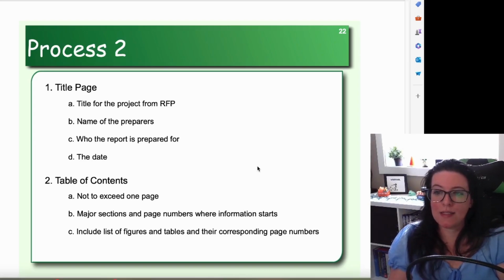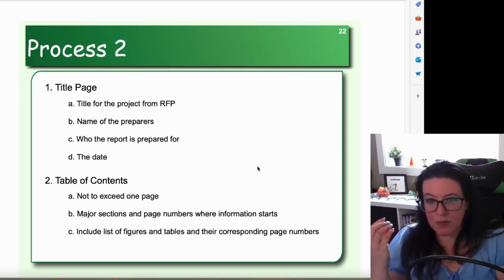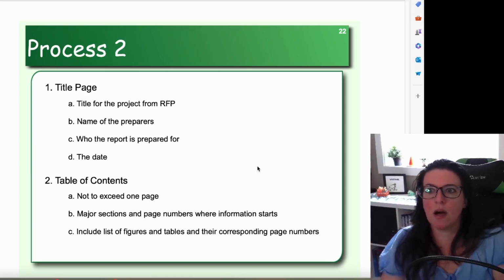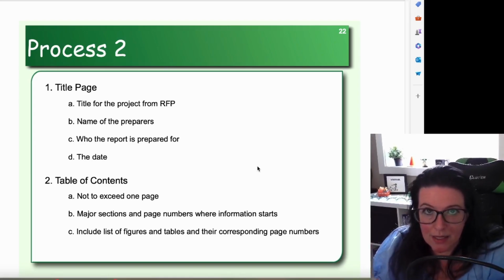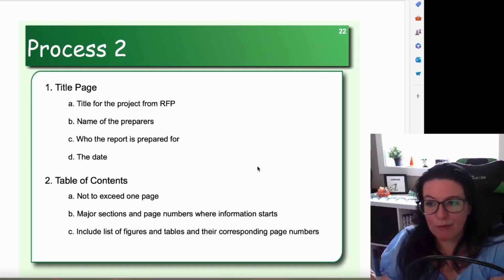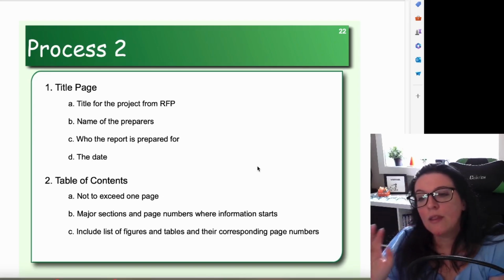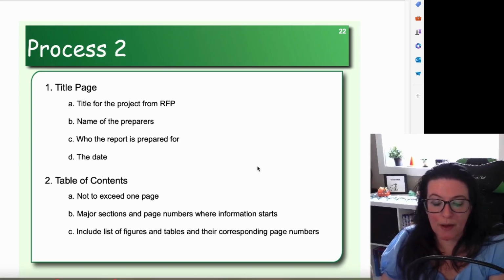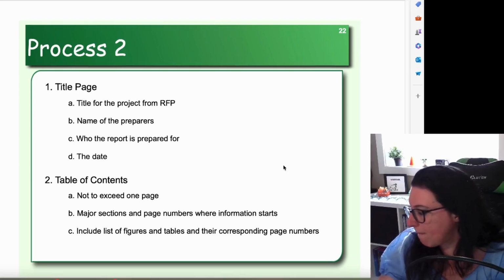Your table of contents should not exceed 1 page. Okay, so we're going to be short, concise, and clear. This is not a humongous document, which means the table of contents should not be more than 1 page. Major sections and page numbers where information starts need to be included. There should be a list of figures and tables with corresponding page numbers.